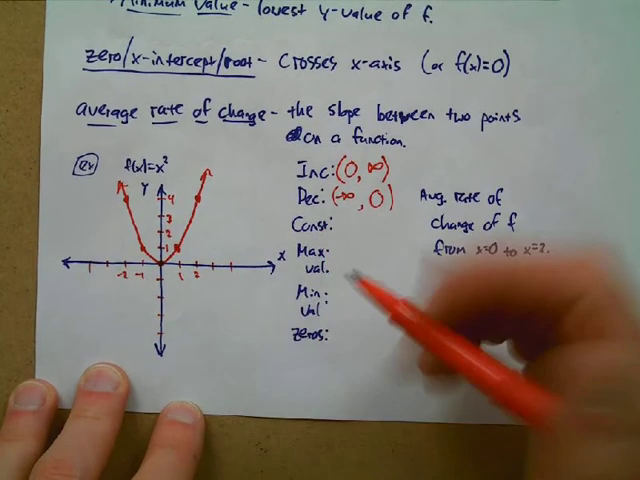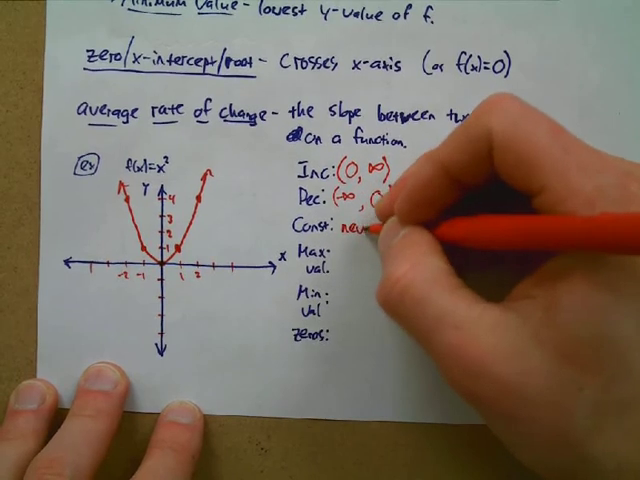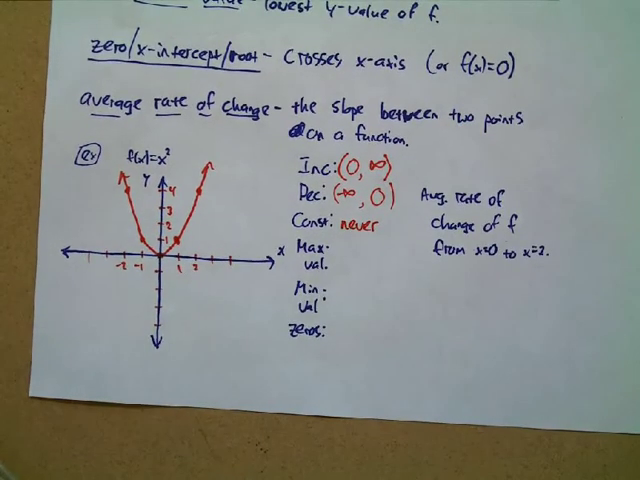I'm also okay with you saying never, though, because typically when we describe increasing, decreasing, and constant, we're looking for intervals. Since the constant would only occur at a point, that's not really an interval, so you can say never there, too. But if you gave me x equals 0, I would be okay with that as well. It's your choice there, but I'm okay with saying never.